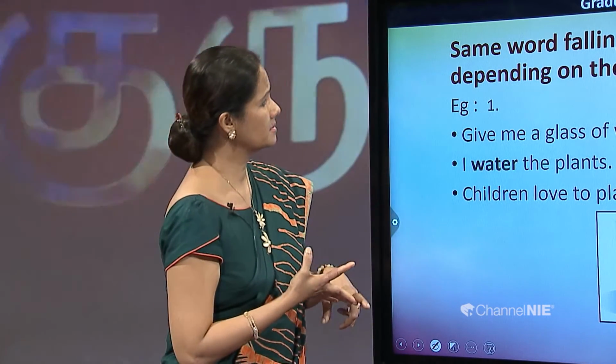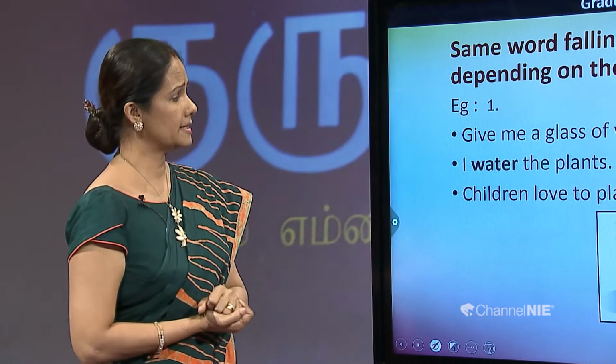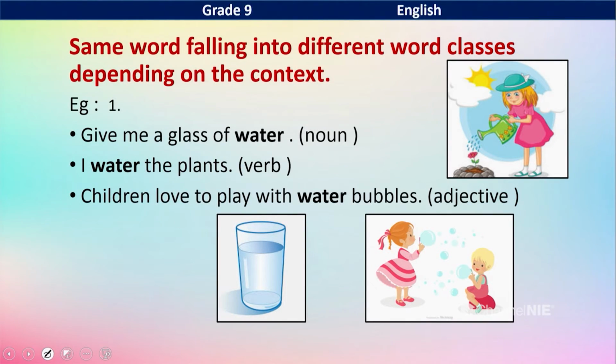Yes, okay. There are some examples here. Give me a glass of water. Isn't that a noun? Yes, glass of water. Water is a noun here. I water the plants here. The picture. Yes, I water the plants. It's an action, so it's a verb, an action word. I water the plants.